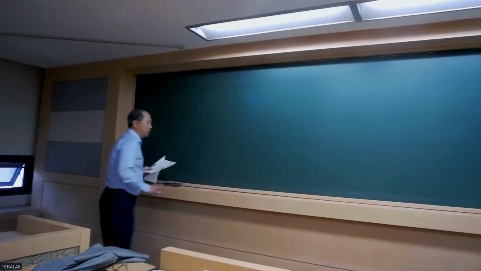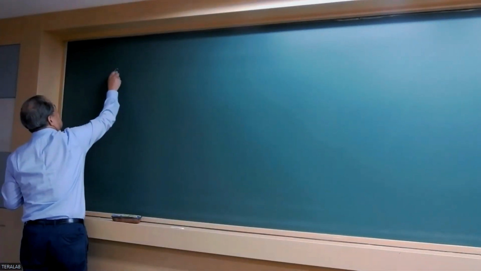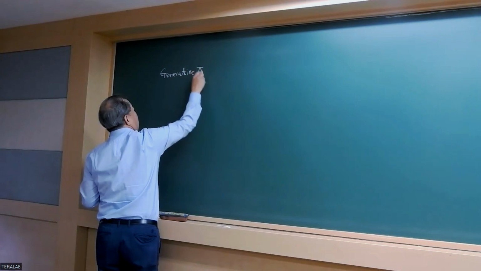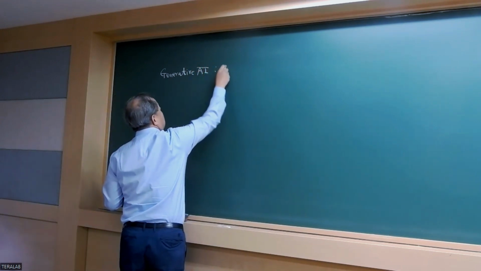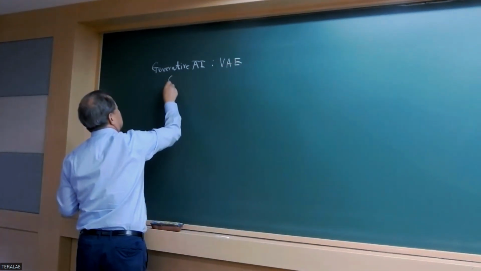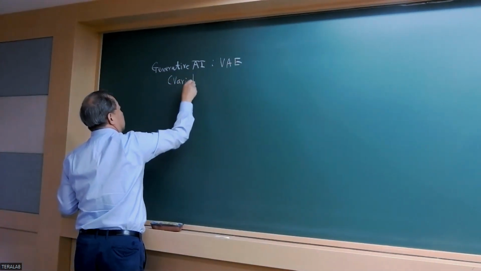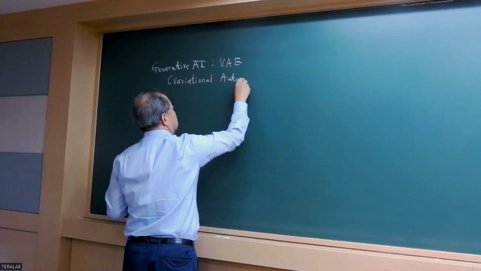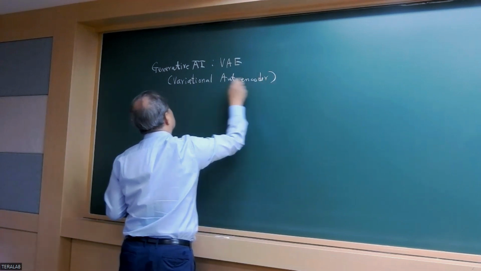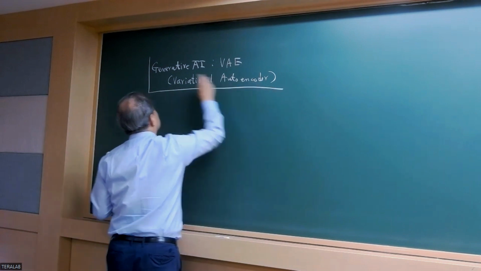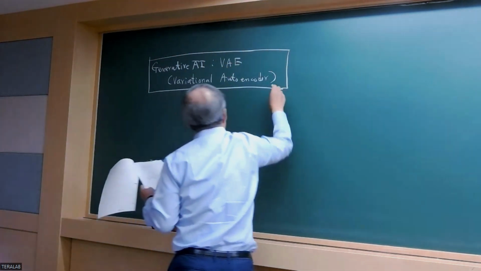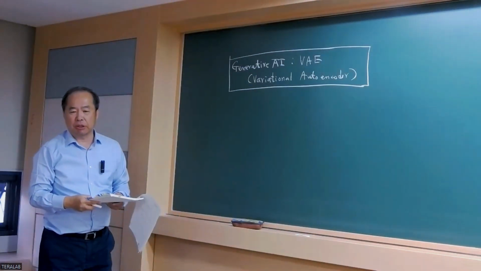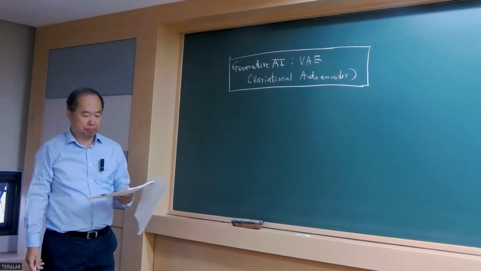Today, the title of my lecture will be Generative AI, especially Variational Autoencoder. Especially, this generative AI model is very suitable for image generations.